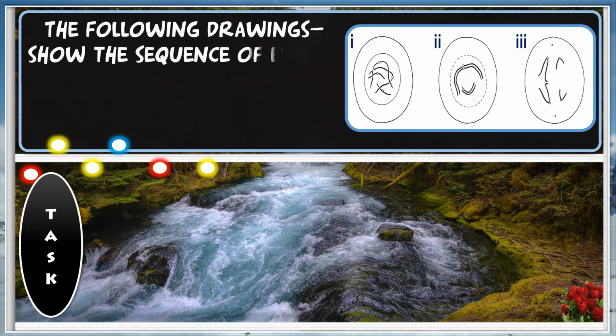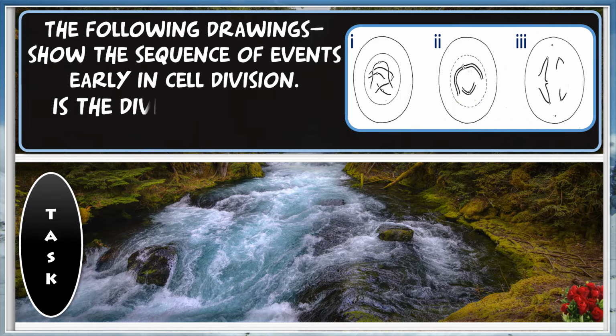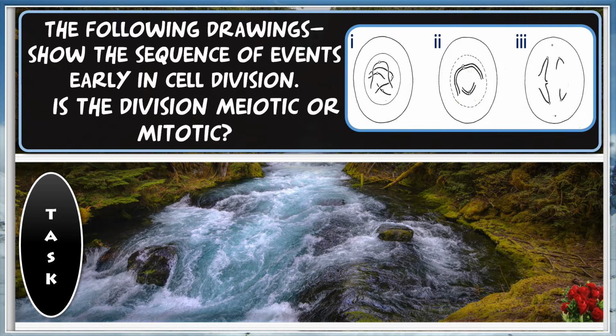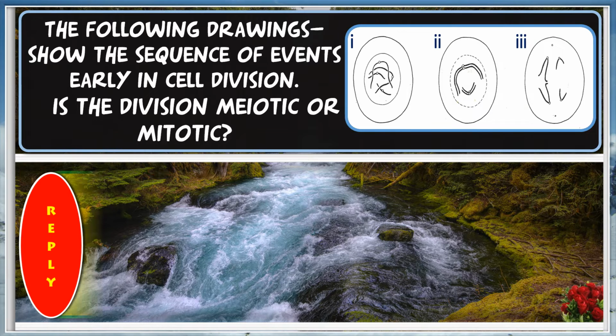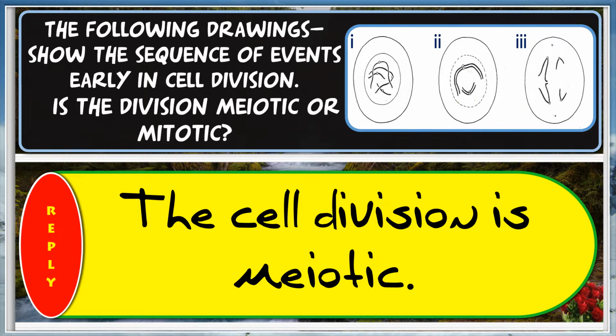The following drawings show the sequence of events early in cell division. Is the division meiotic or mitotic? The cell division is meiotic.